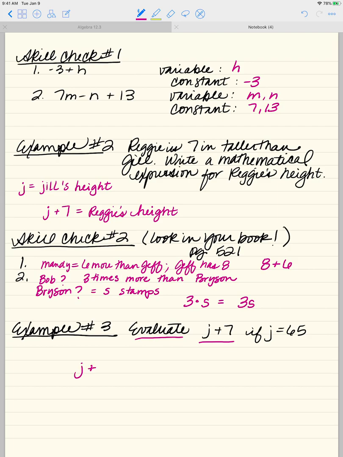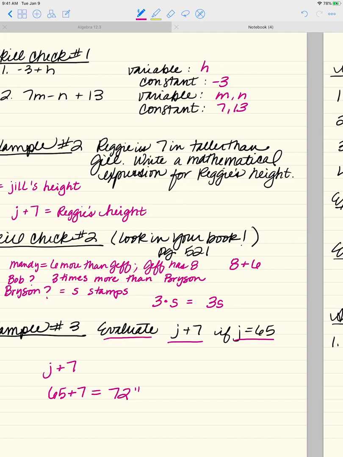So j plus 7, I'm going to plug in or substitute or replace the j with the value that I'm given. 65 plus 7. What is 65 plus 7? 72. We have solved j plus 7 if j is 65. So if Jill is 65 inches tall, then Reggie is 72 inches tall.